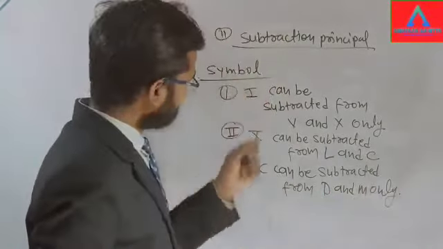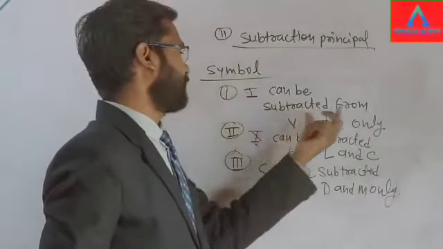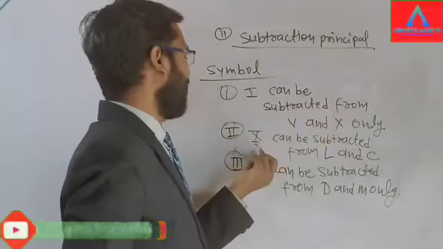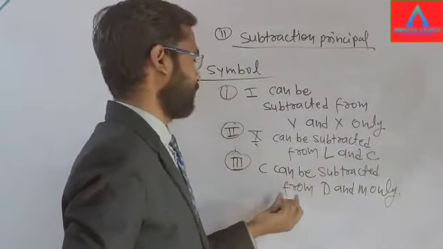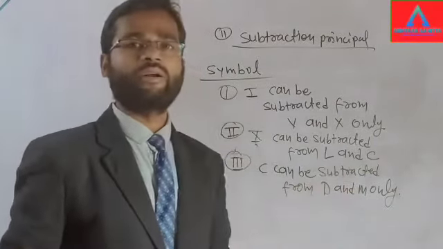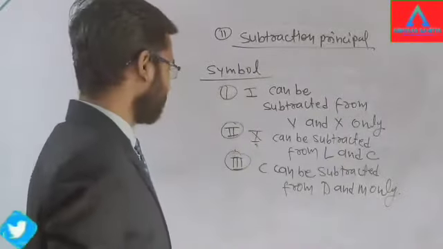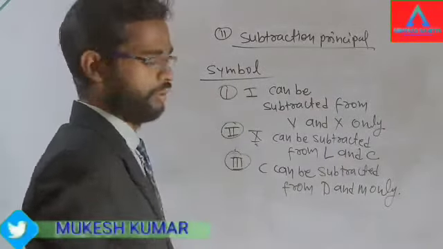Students, that is the special rule. I can be subtracted from V and X only. X can be subtracted from L and C only. C can be subtracted from D and M only. You can understand these things in the subtraction rule.